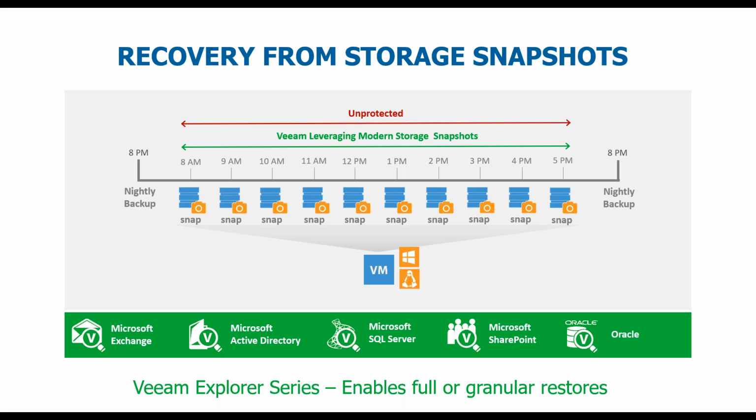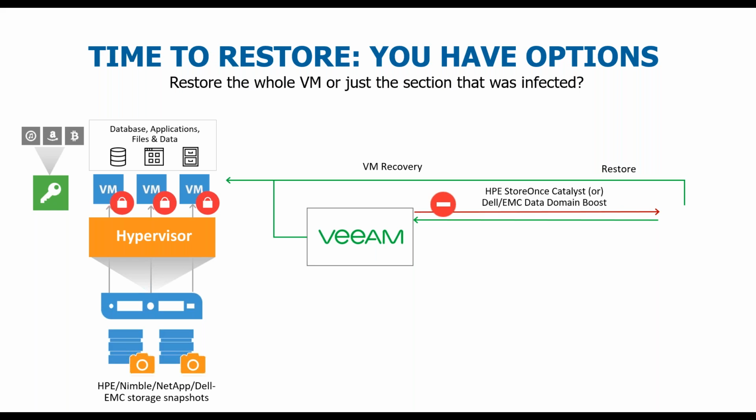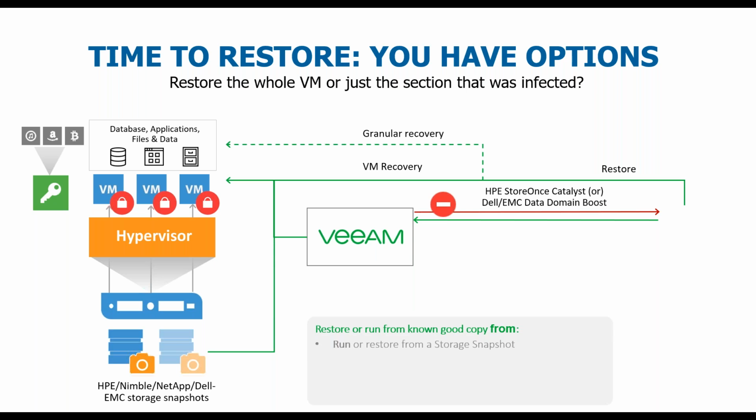Perfect. Let's go to the next one. All right, so time to restore. This goes hand in hand with what I was just talking about. Joel, if you could go out a little bit more, it has a build out on it. Perfect. So let's go through this just a little bit. On the left-hand side, you're going to have your actual host, your hypervisor. It doesn't really matter if that hypervisor is running Nutanix, Hyper-V, or VMware. We're going to support them all. And then we have some virtual machines on top, with a database, some application files and data.